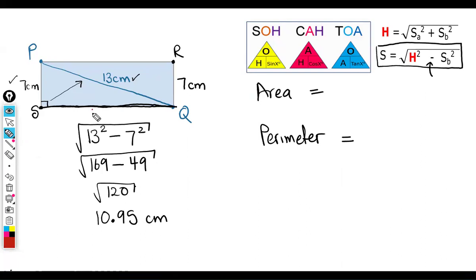Right. So 10.95. Now, if this side is 10.95, the side opposite is also 10.95. It's so easy to find the area and perimeter now. Area is just what? Length multiplied by breadth. So the length is how much? 10.95 and the breadth is 7. Multiply it.